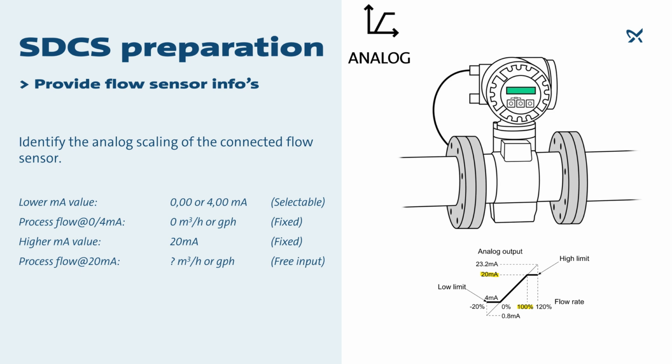Identify the following parameters of the DDA input signal. The lower milliamp value can be either 0 or 4 mA. The lower flow value at 0 or 4 mA must be 0 cubic meters or gallons per hour. The upper milliamp value must be 20 mA. For input in the Grundfos GO app, provide the upper flow value at 20 mA in cubic meters or gallons per hour.